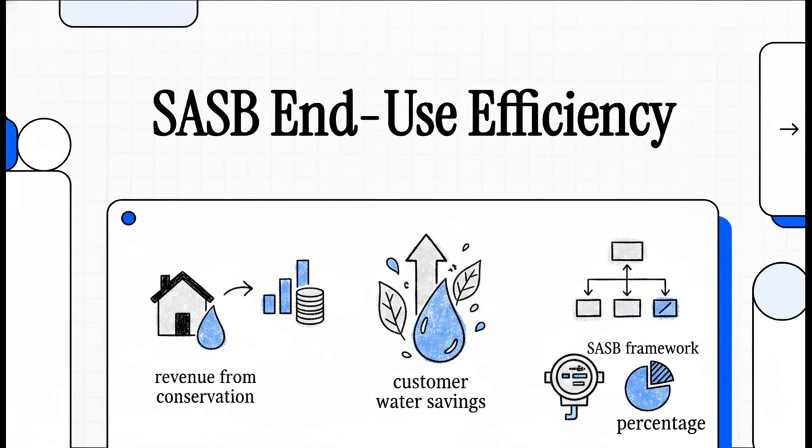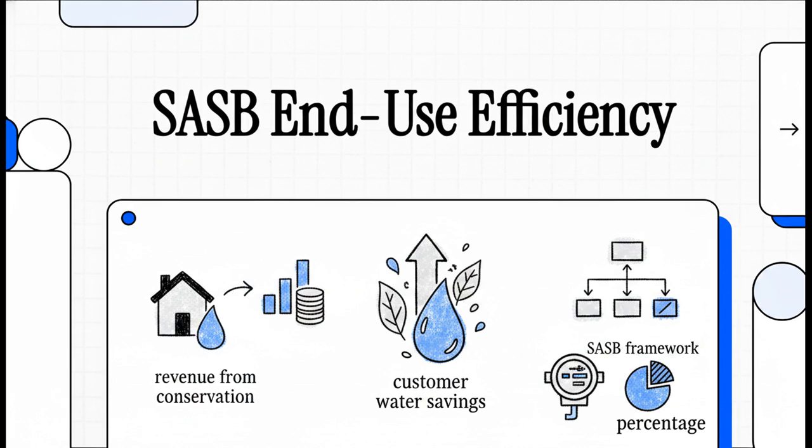All right, welcome to this explainer where we're going to decode the SASB standards for water utilities, specifically looking at how to track and report your end-use efficiency. If you operate a water utility or analyze their financial sustainability, you already know that consumer-level water conservation isn't just a nice-to-have anymore. It's absolutely crucial for long-term resource availability. So today, we're going to break down exactly how the SASB framework helps you measure this.